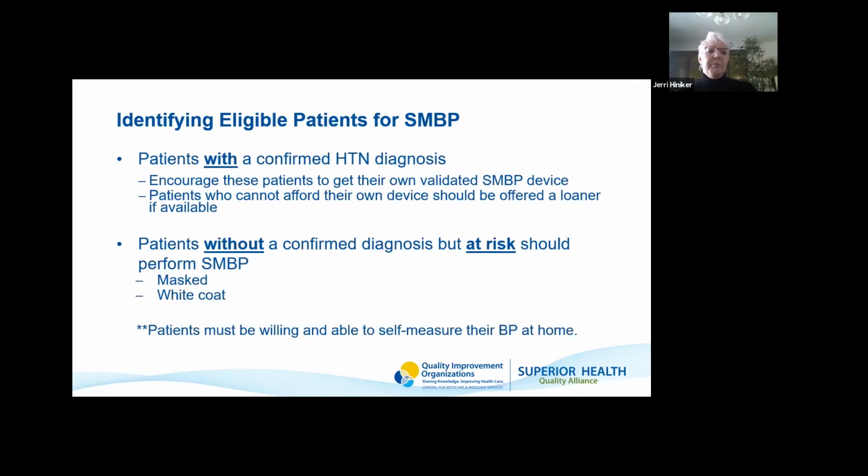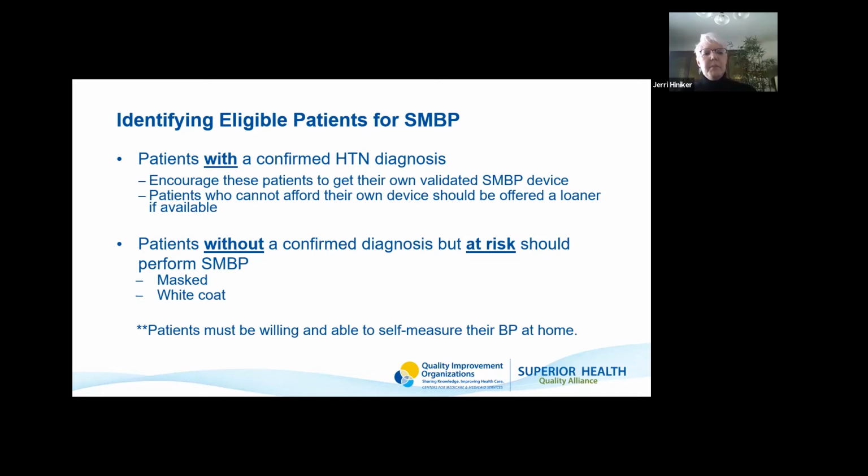So we'll talk a little bit more about how we're going to identify our patients who are eligible for SMBP. When you're looking at your patients, you're going to start, of course, probably with those patients who have a confirmed hypertension diagnosis. It's good to encourage these patients to get their own validated SMBP device if they can, if you don't have a loaner program, of course. If they can't afford their own device, then offer something through a loaner device. And if they do have their own device, just make sure that you can validate with them that you're getting correct readings.